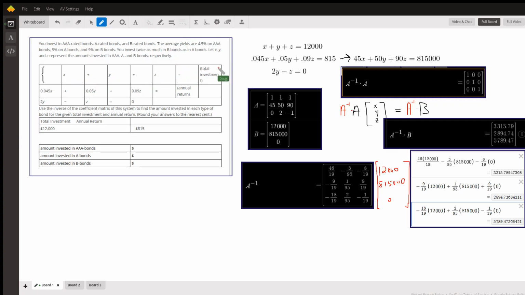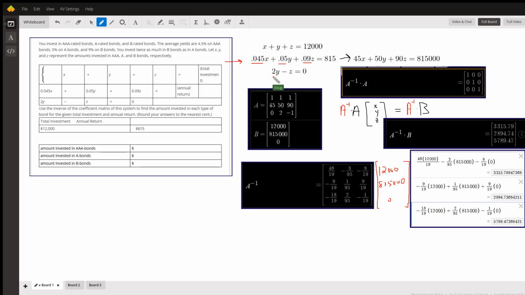x plus y plus z equals 12,000. That's the total investment. The annual return is 815, based on these percentages of each investment. I decided to multiply every term by 1,000 to clear the decimals.